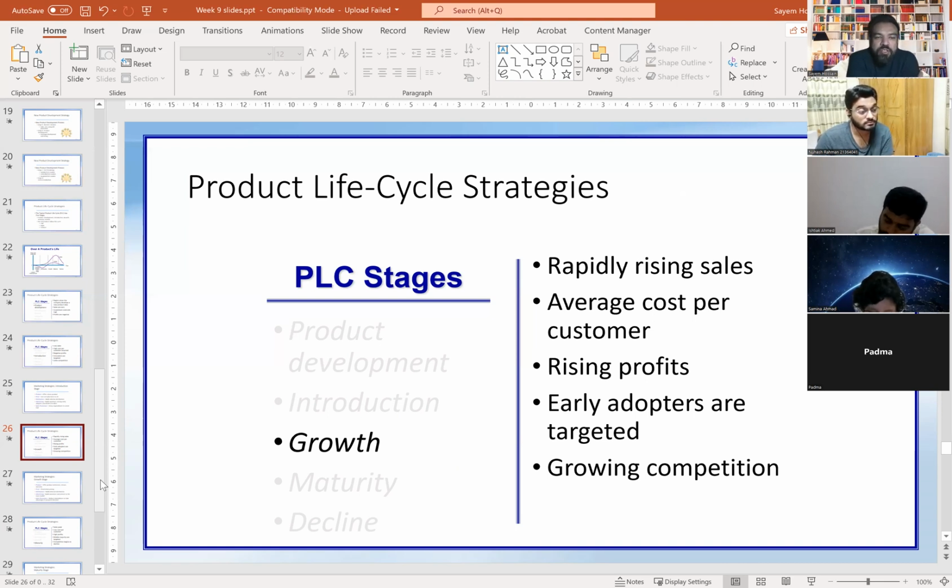Your competition will grow slowly, because consumers are starting to know your market and can easily compare with others. Competition is growing now with other brands, because consumers can actually compare your product with the other products that are available in the market.